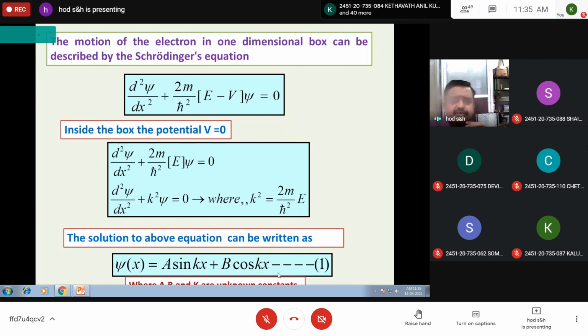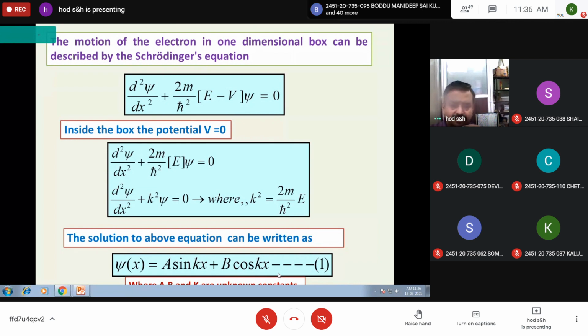The solution for the above type of second order differential equation is ψ(x) = A sin kx + B cos kx, where A and B are unknown constants. We should evaluate these constants. So for any second order differential equation of the type ∂²ψ/∂x² + k²ψ = 0, the probable solution is ψ(x) = A sin kx + B cos kx, where A and B are unknown constants.